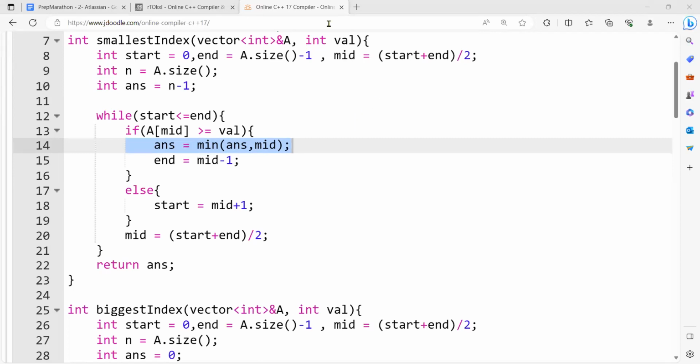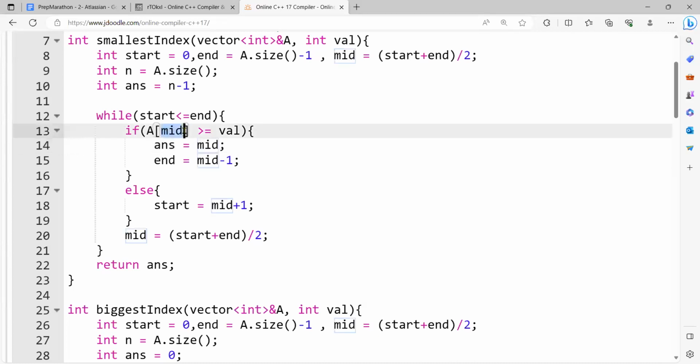Don't get confused with this. Since my mid is changing to the lower side, this is also right. It's usually my habit to do it that way, but if you put the mid, you'll get the same answer because your mid value is also decreasing. If this condition is satisfied, you'll reduce your mid value because your end point is reducing. So answer equal to mid will also give you the right answer.